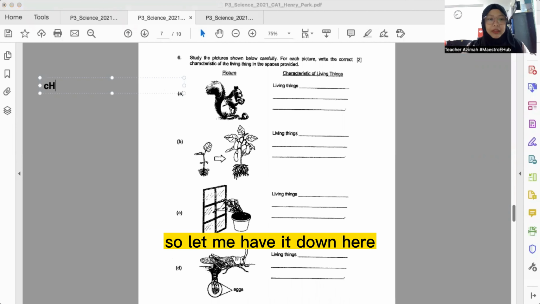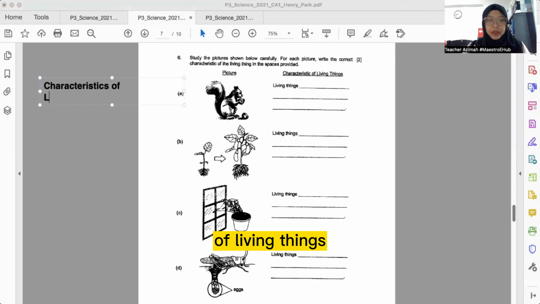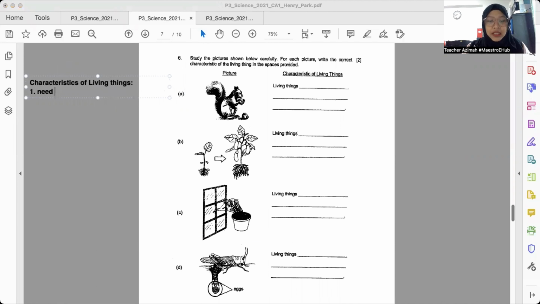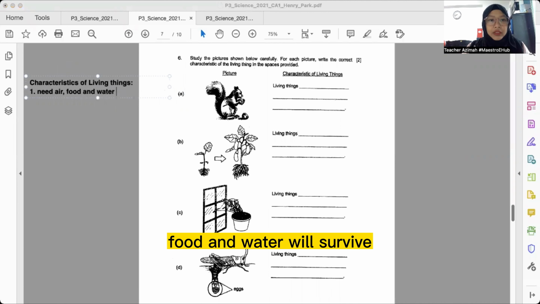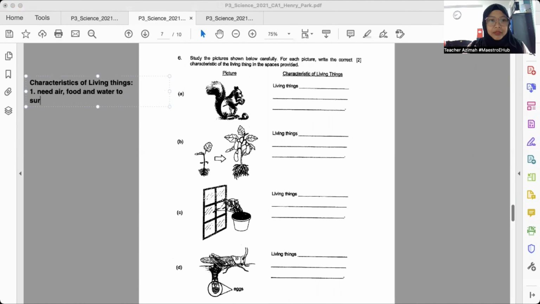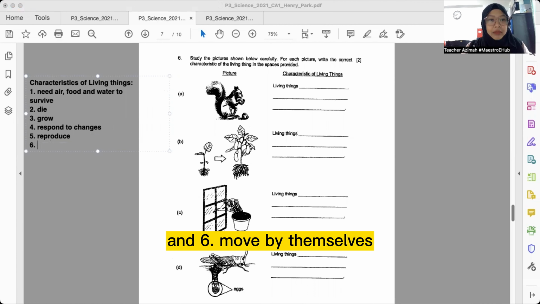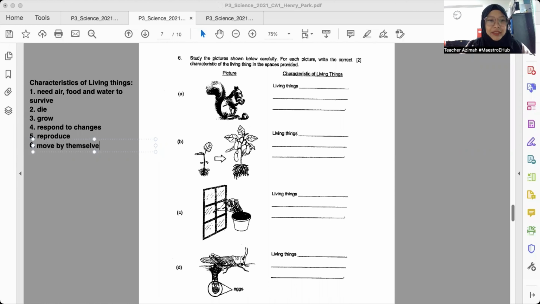So let me write it down here. Characteristics of living things. One, we do know that living things need air, food, and water to survive. Number 2, die. Number 3, grow. Number 4, respond to changes. Number 5, reproduce. And number 6, move by themselves.